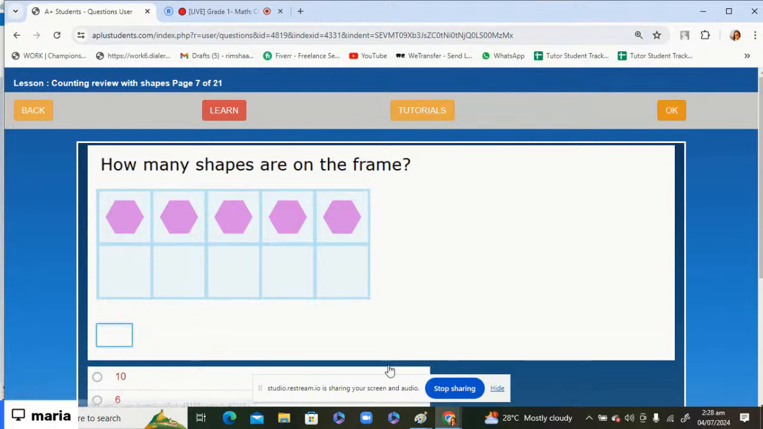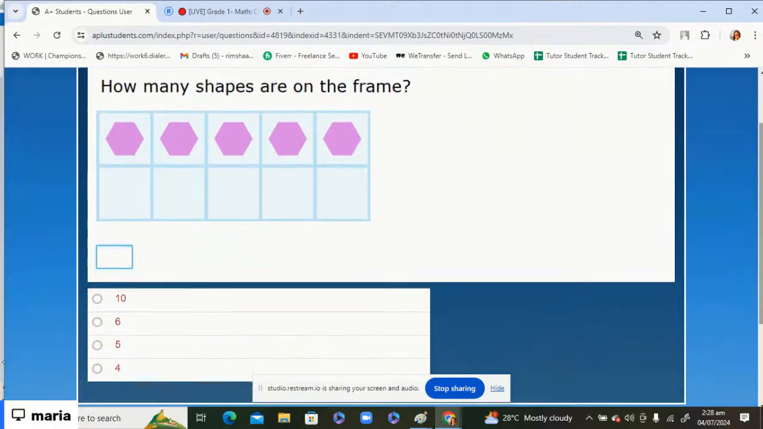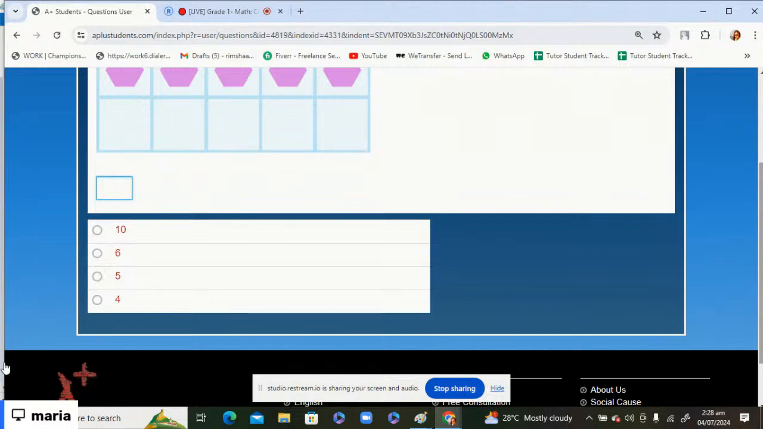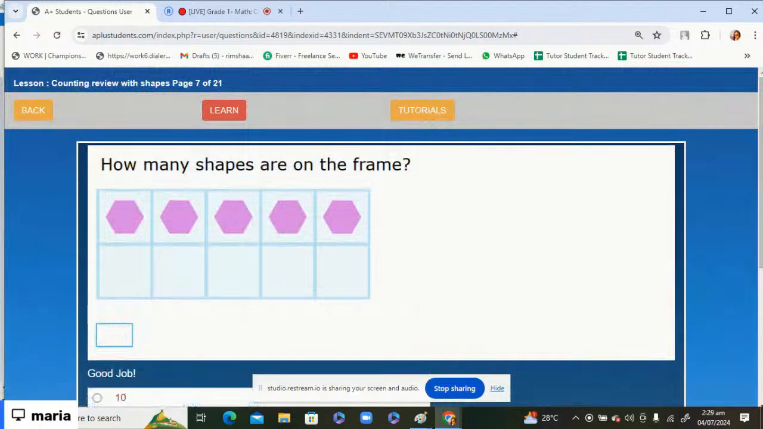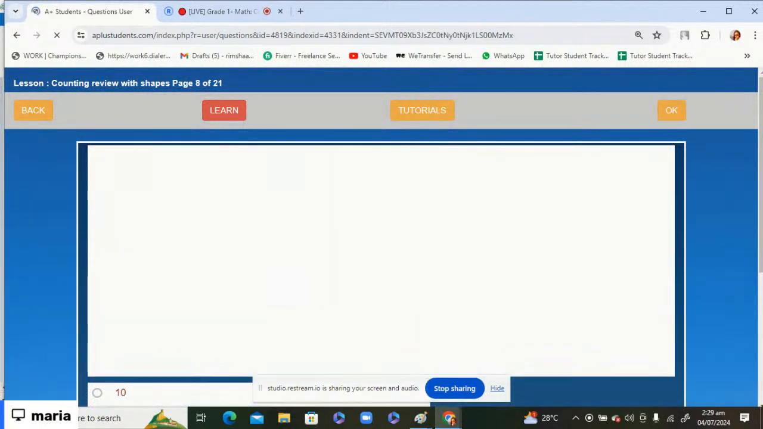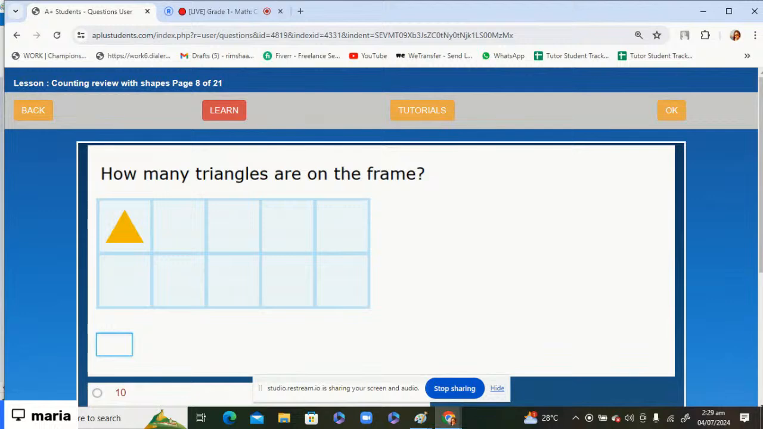Okay, so how many shapes are on the frame? Let's count it. One, two, three, four, and five. Now we will go with this option. That is five. Where is the five? It's option C. We click it and then check whether our answer is right or wrong. Yes, it's right. Hope you guys understand this lesson as well, so you can solve the rest of the test questions by yourself now. Okay?